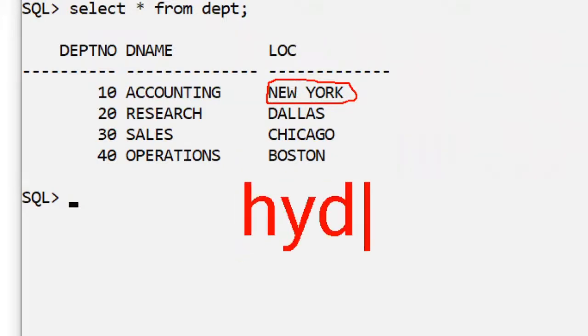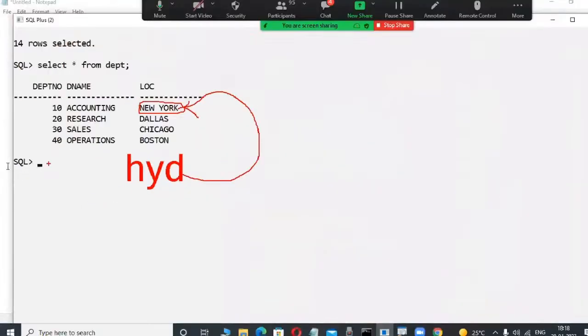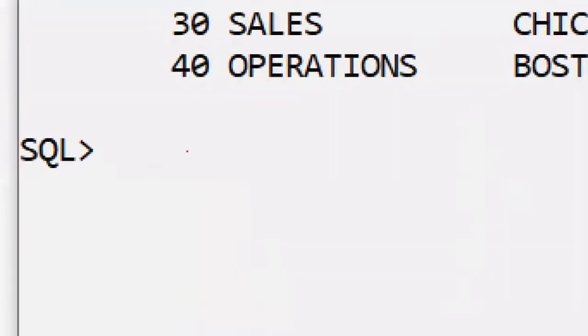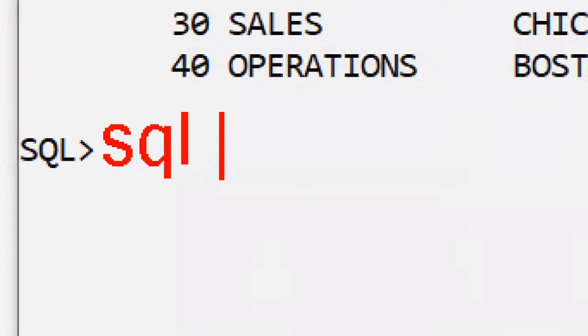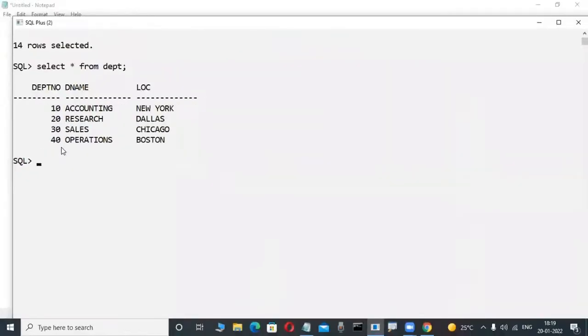Suppose I want to change this New York location into Hyderabad in this relational database. How can I do it? Just at the SQL prompt, using the SQL language. SQL means a very easy language. How? I will tell you. In the future, with the SQL language, you will be typing some commands. Observe it here.